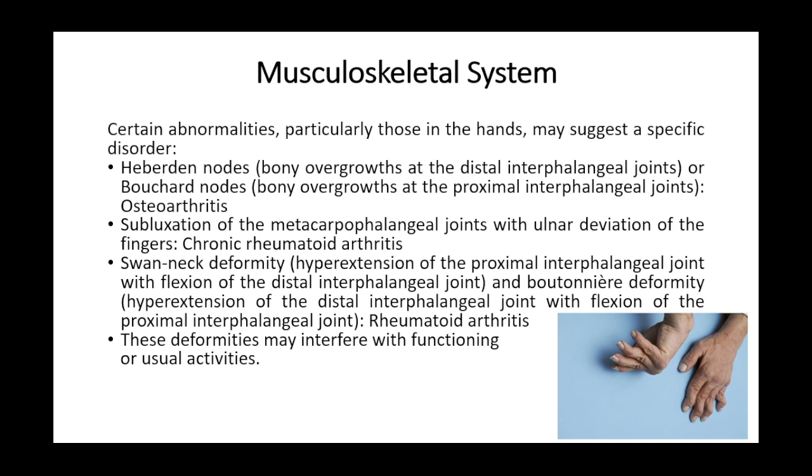Heberden nodes or Bouchard nodes suggest osteoarthritis. Subluxation of the metacarpophalangeal joints with ulnar deviation of the fingers suggests chronic rheumatoid arthritis. Swan neck deformity and boutonniere deformity also occur in rheumatoid arthritis. These deformities may interfere with function or usual activity.